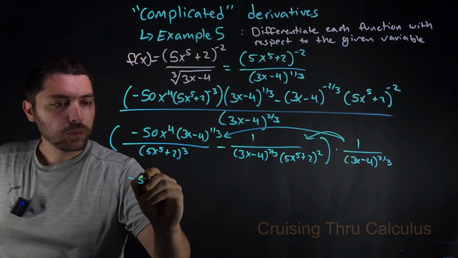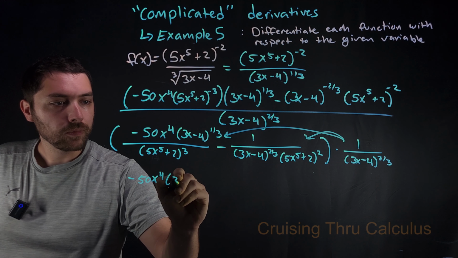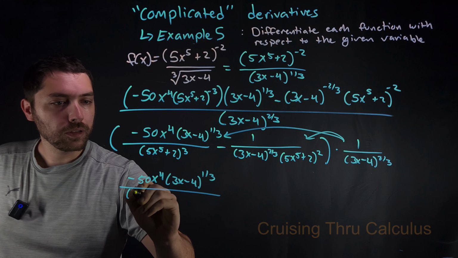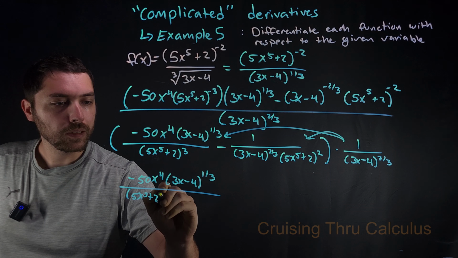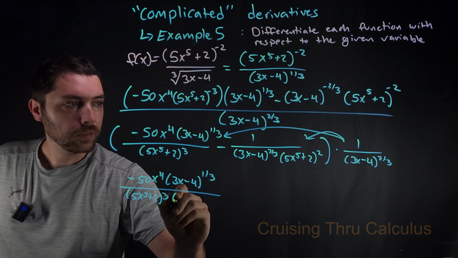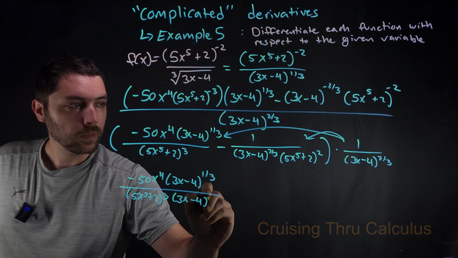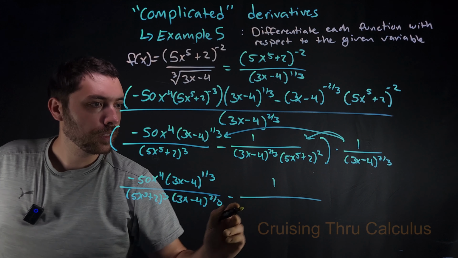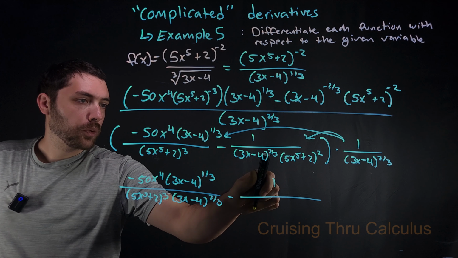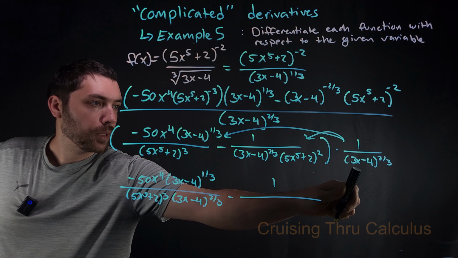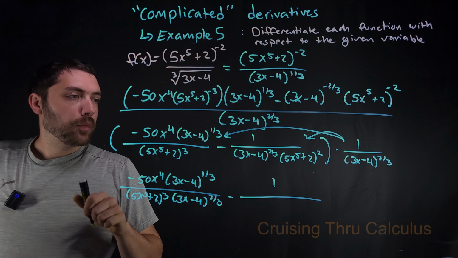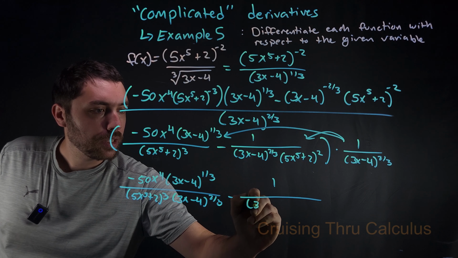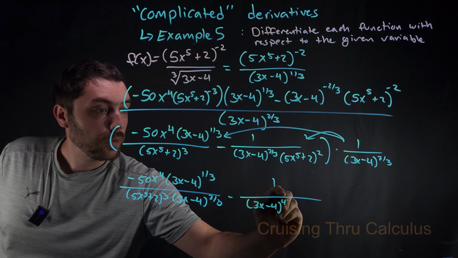Over here, the numerator is going to stay the same. The denominator is going to be multiplied by this piece here, and then that's going to happen over here as well. Now notice we have 3x minus 4 to the 2/3, and we're multiplying it by 3x minus 4 to the 2/3. Anytime you're multiplying and the bases are the same, you're going to add the exponents together. So what we're going to get here is 3x minus 4 to the 4/3.